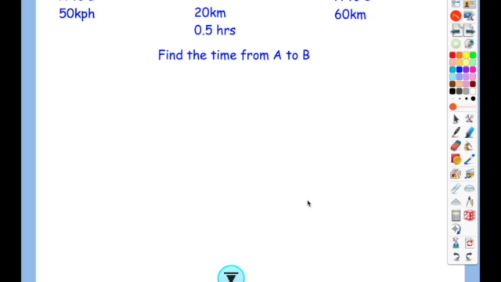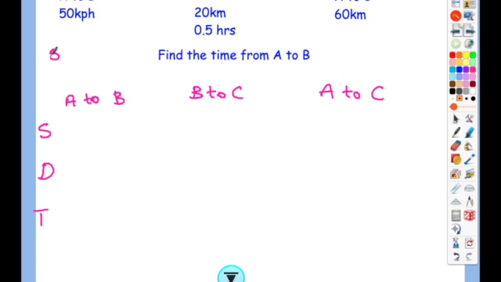So first example that we've got. We've got a speed for A to B, we've got a distance and a time for B to C, and we have a distance for A to C. Now I still want you to set up in the table exactly as you did before. So we have A to B, we have B to C, and finally we have A to C. And for each one, we're thinking about speed, distance, and time. Obviously you need to remember your speed, distance, time triangle and remember how we find each of these.